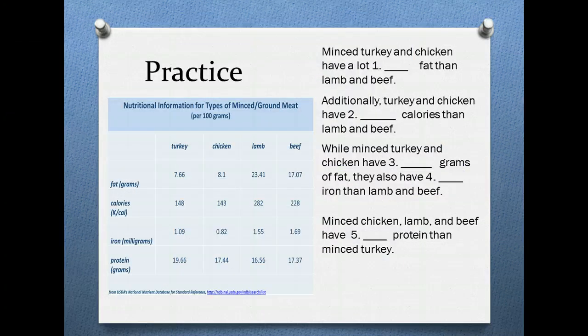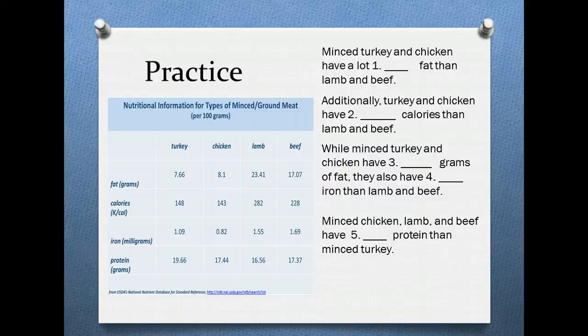So now let's have a little bit of practice. On the right-hand side, we have 4 sentences, and they are incomplete. There are 5 blanks here. And I'd like you to complete the blanks using less or fewer. So you can go ahead and pause the video and complete the blanks, and when you are finished you can start it again.